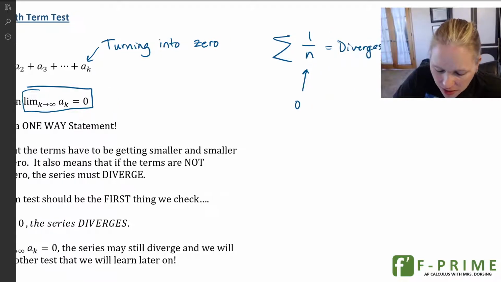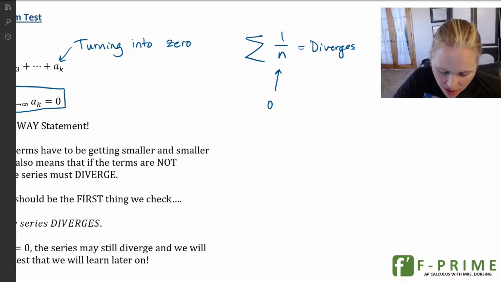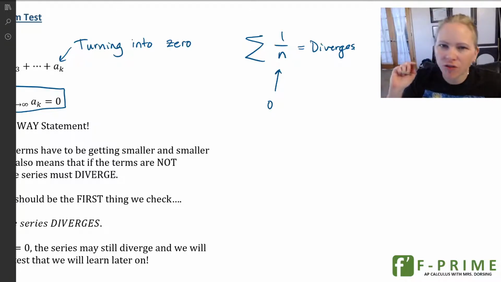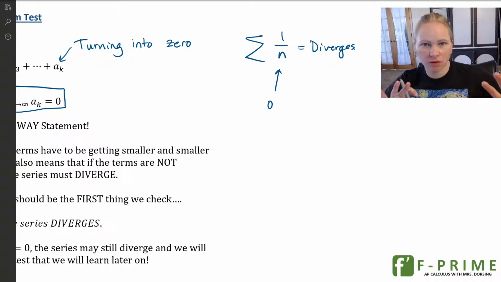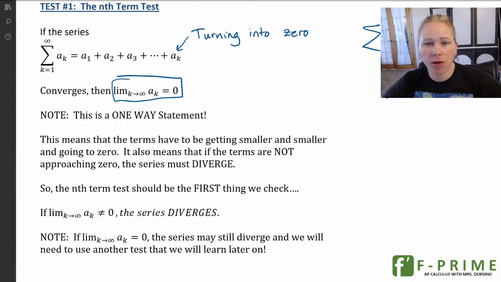So just because my series goes to 0 does not guarantee that my series will converge to something. What it means is that if it doesn't go to 0, then you know for sure 100% that it diverges. So this is kind of like, let's just make sure that we're not going to diverge, right? That's kind of the goal of this test. So basically it says this: if the terms aren't getting smaller and smaller and approaching 0, then there's no way you're going to converge. 100% you will not converge.